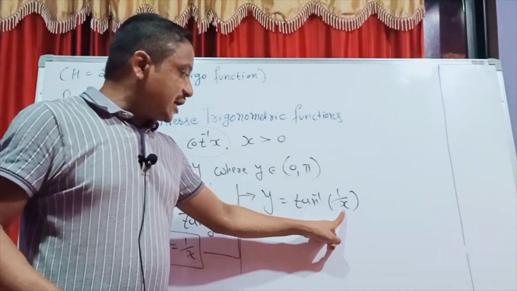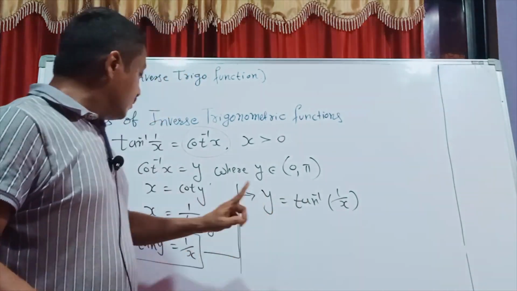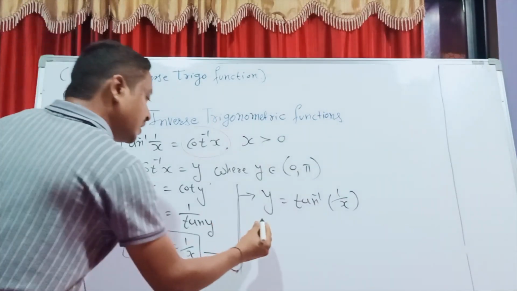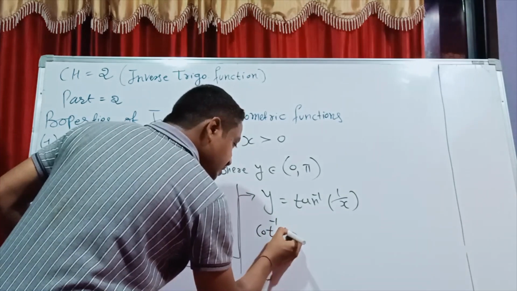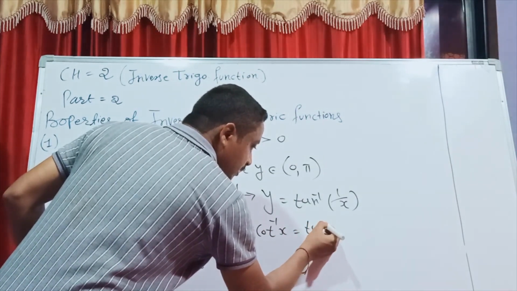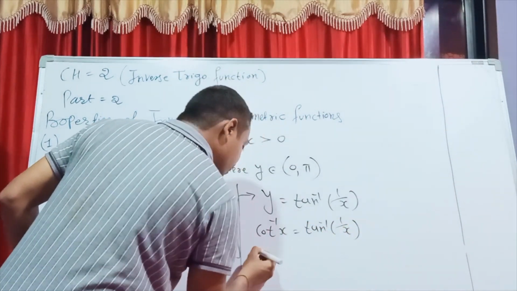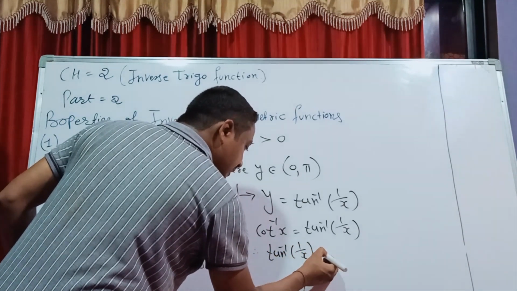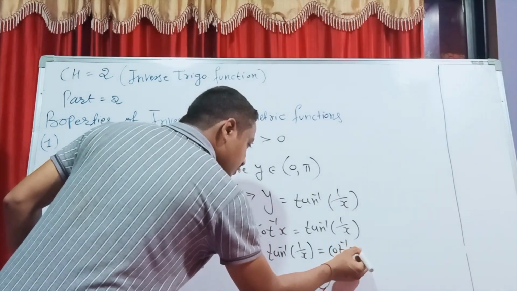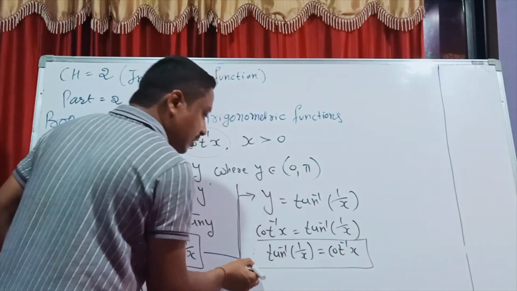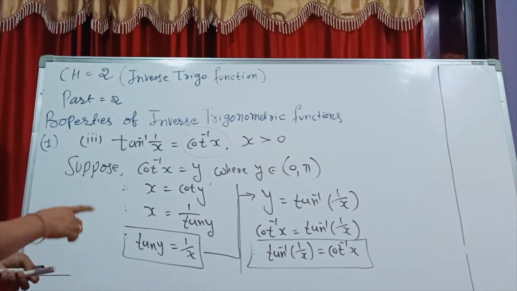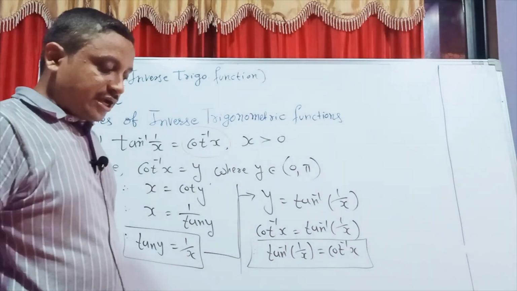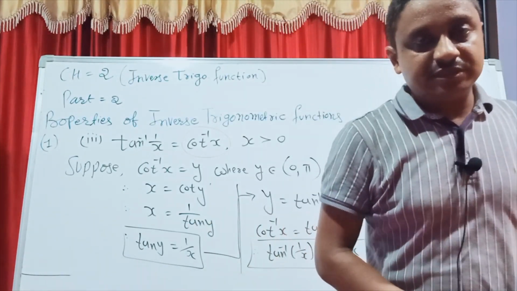And students, this tan inverse 1 by x is equal to y. But y we already assumed, so put it there: cot inverse x equals tan inverse 1 by x. Now rearrange all values. So tan inverse 1 by x is equal to cot inverse x, and that's our last part of the first property. And it's an easy solution, students.